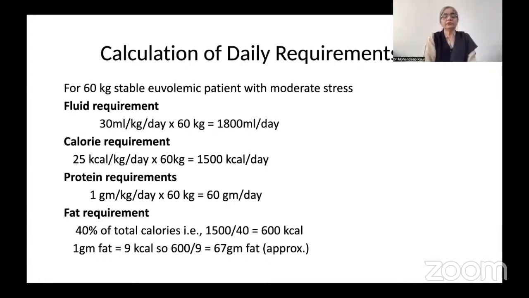Fat requirement, how do we calculate fat requirement? 40% of total calories calculated. So like 1500 kilocalories, 40% would come to 600 kilocalories. And 1 gram of fat gives us 9 kilocalories. So in all, we require 67 grams of fats.